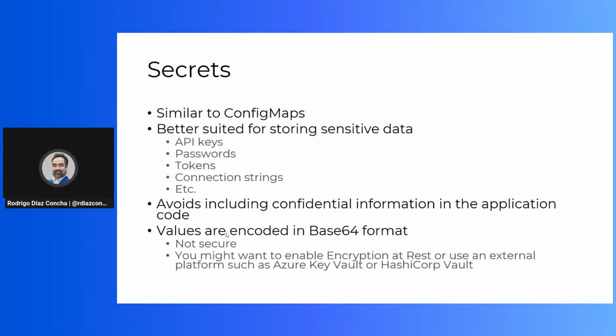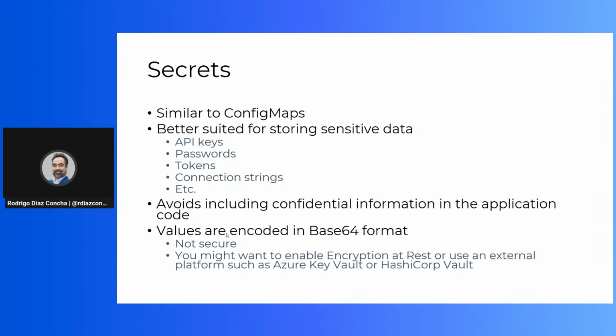So secrets are similar to config maps. Actually, the commands and the explanation are almost the same. However, secrets are meant to be used for storing sensitive data, such as passwords, connection strings, tokens, API keys, and whatnot, okay? And again, this is for decoupling your configuration and your values, and of course those sensitive data values that you want to use in your applications, right?